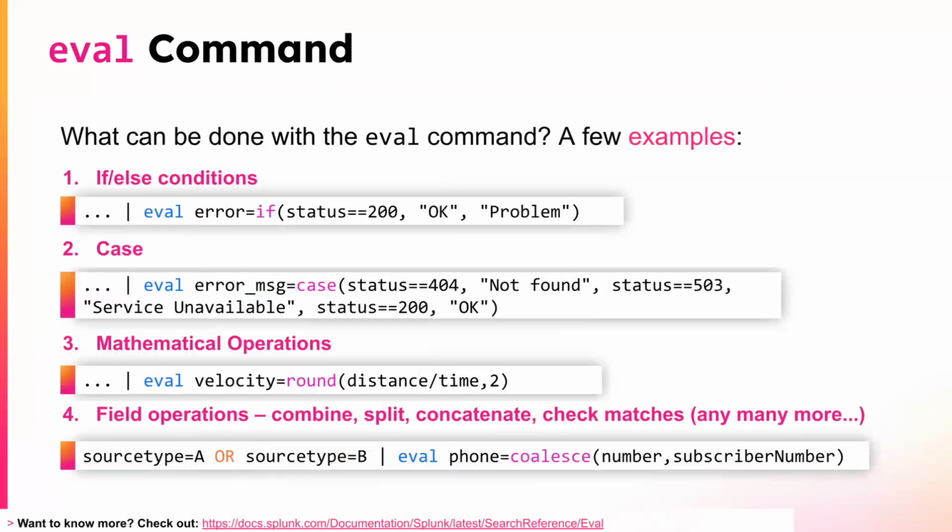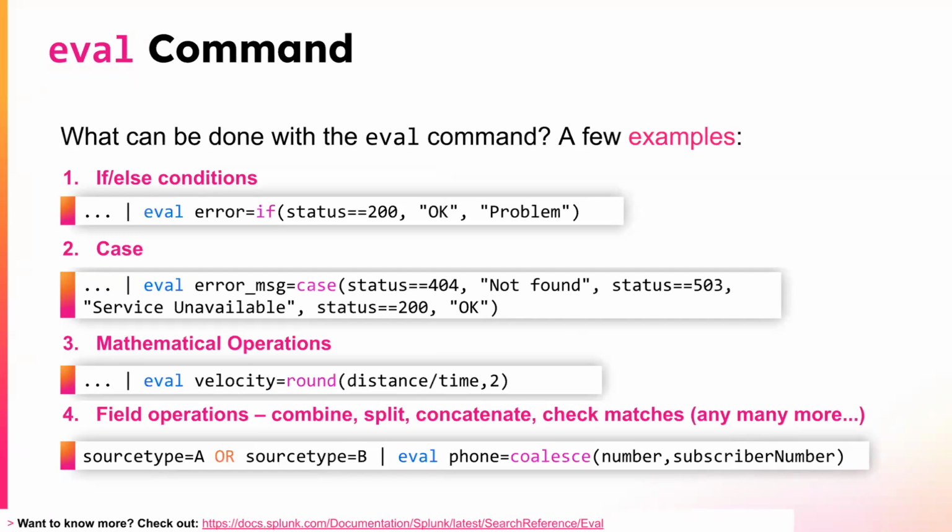So this slide just takes a few examples of looking at eval in practical applications, such as using eval with the if-else condition. So if status equals 200, then return error equals okay. Otherwise, return error equals problem.